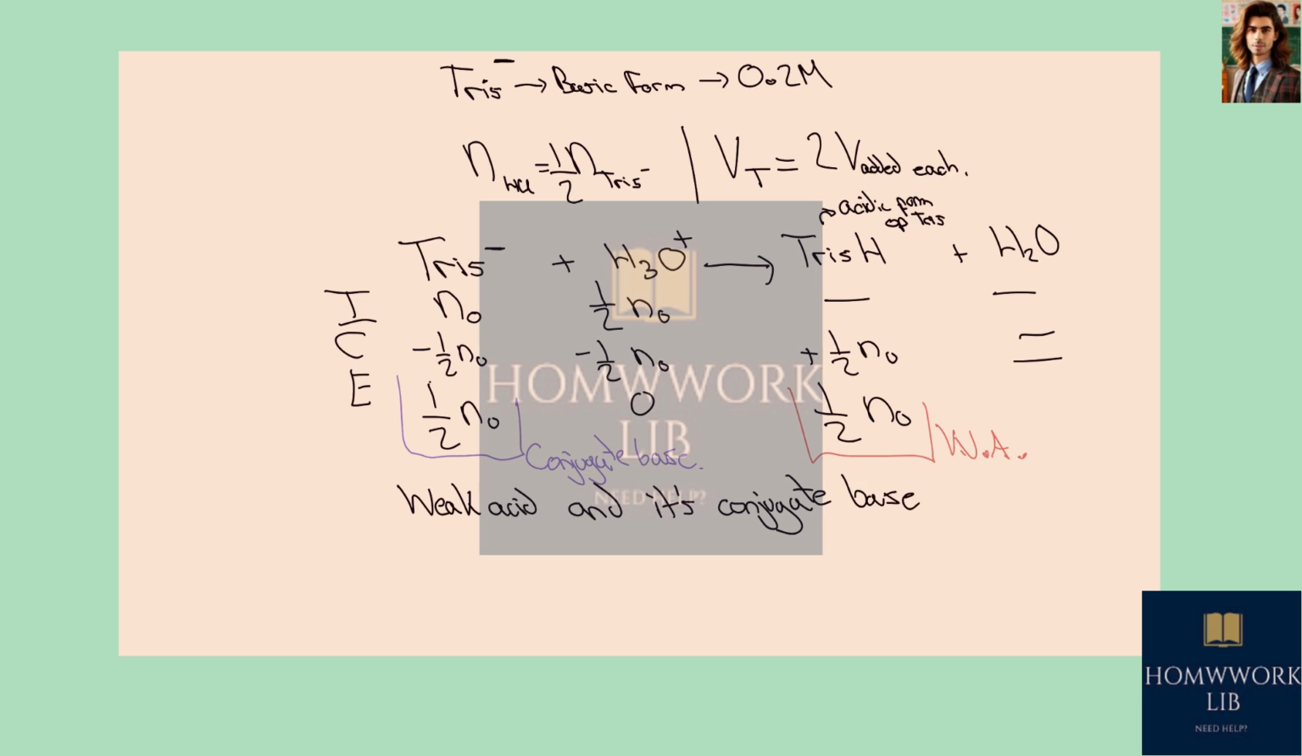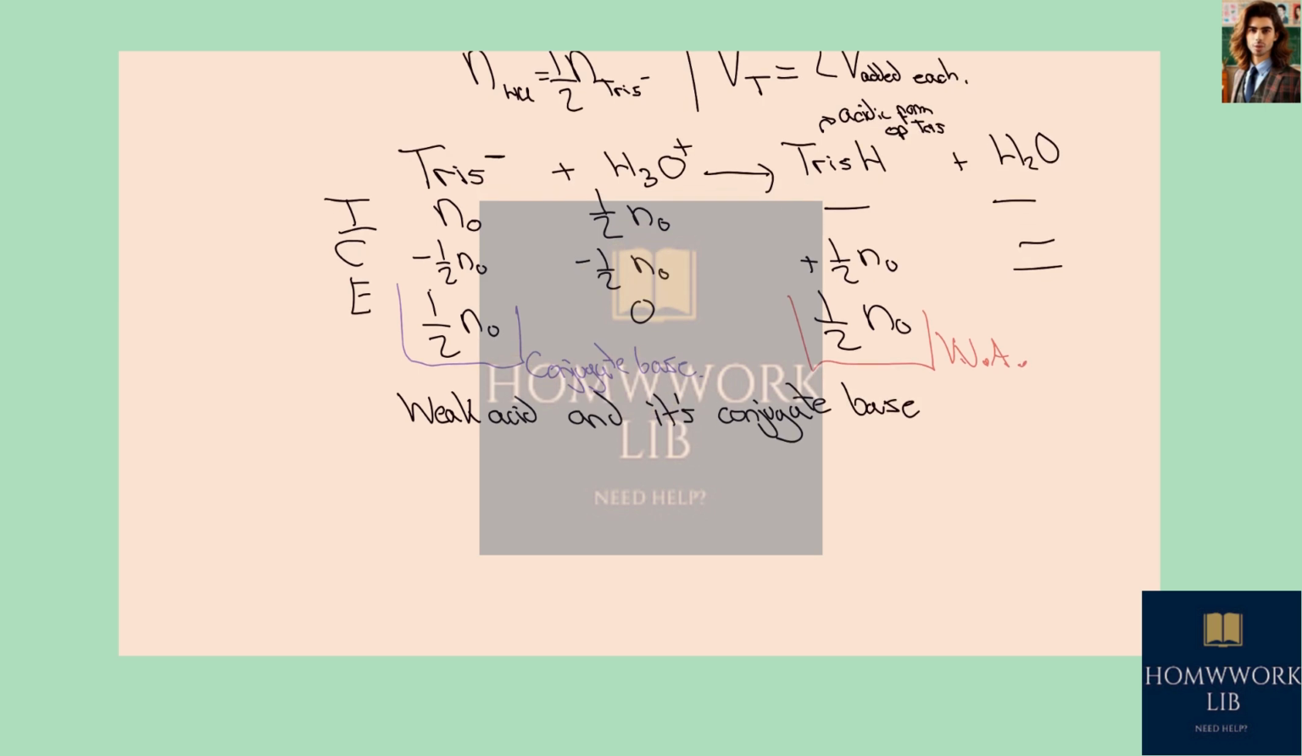Now, if you want to do the calculation for the pH of this specific solution, well, luckily for us, we're not going to need the total volume, right? But let's just write down the full Henderson-Hasselbalch equation. So the pH is going to be pKa plus logarithm of the concentration of the conjugate base, so concentration of Tris minus, divided by the concentration of TrisH of the acidic form. And we can write down those concentrations by simply dividing the amount of mole by the total volume.